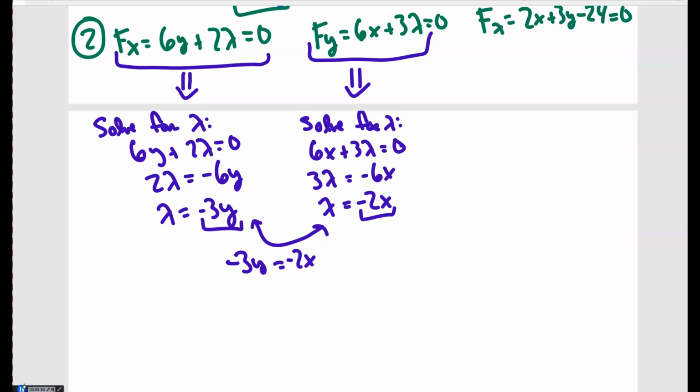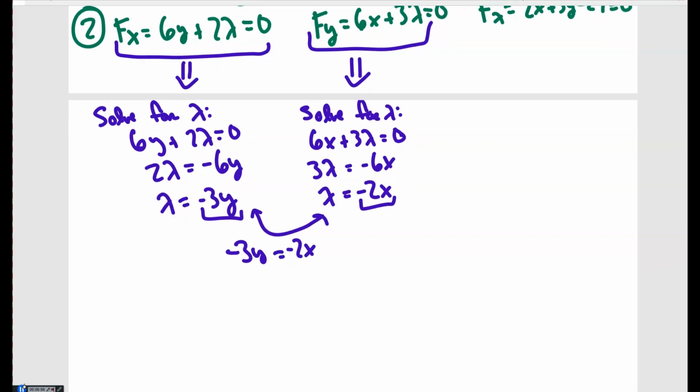At this point, you just want to solve for any variable that you want. It can be x or it can be y. Let me just solve for y. So I'm going to divide by negative 3. So y equals 2/3 x. Okay, so now we have a relationship between x and y.